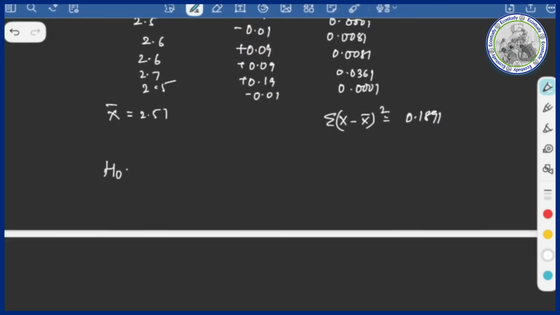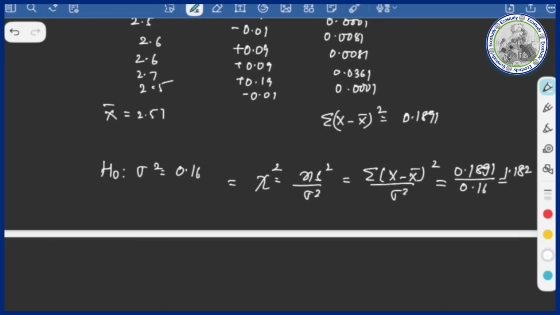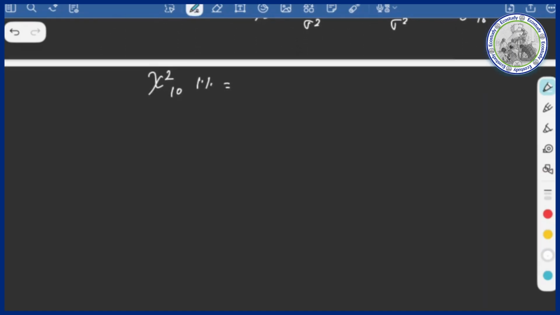Now the null hypothesis is sigma squared is equal to 0.16. So the test statistic is sum of (x minus x bar) square upon sigma square, that is 0.1891 divided by 0.16, that is 1.182. So chi-square with 10 degrees of freedom, because there are 11 observations, at 1% level of significance. Its tabulated value is 23.2.